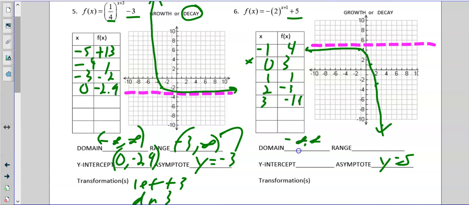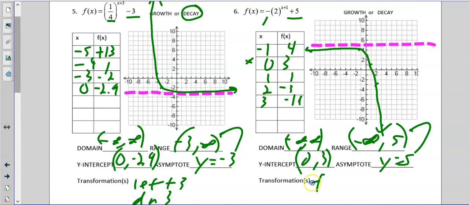Domain does not change. My range is going towards -infinity, always on the left. That's a horrible infinity, one of my worst. And where is the asymptote? 5. The y-intercept is 0, 3. My transformations are a flip, left 1, and up 5.